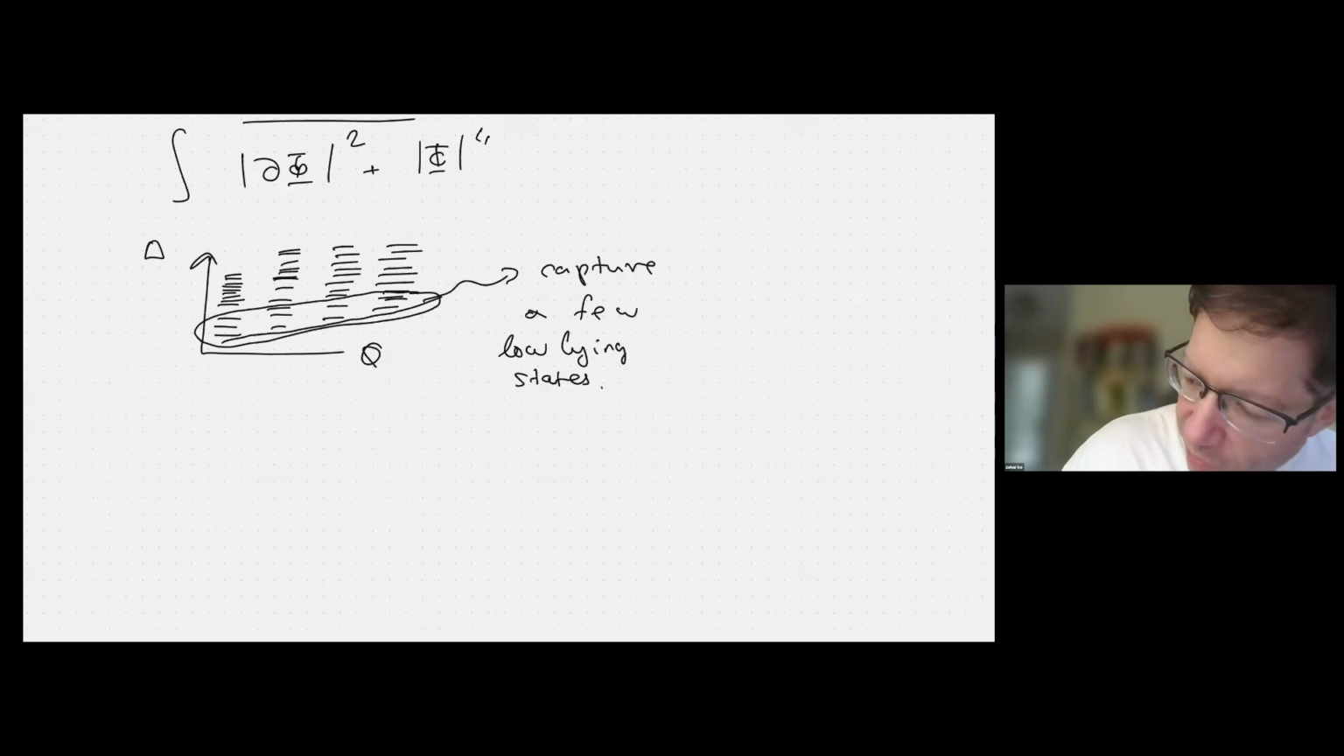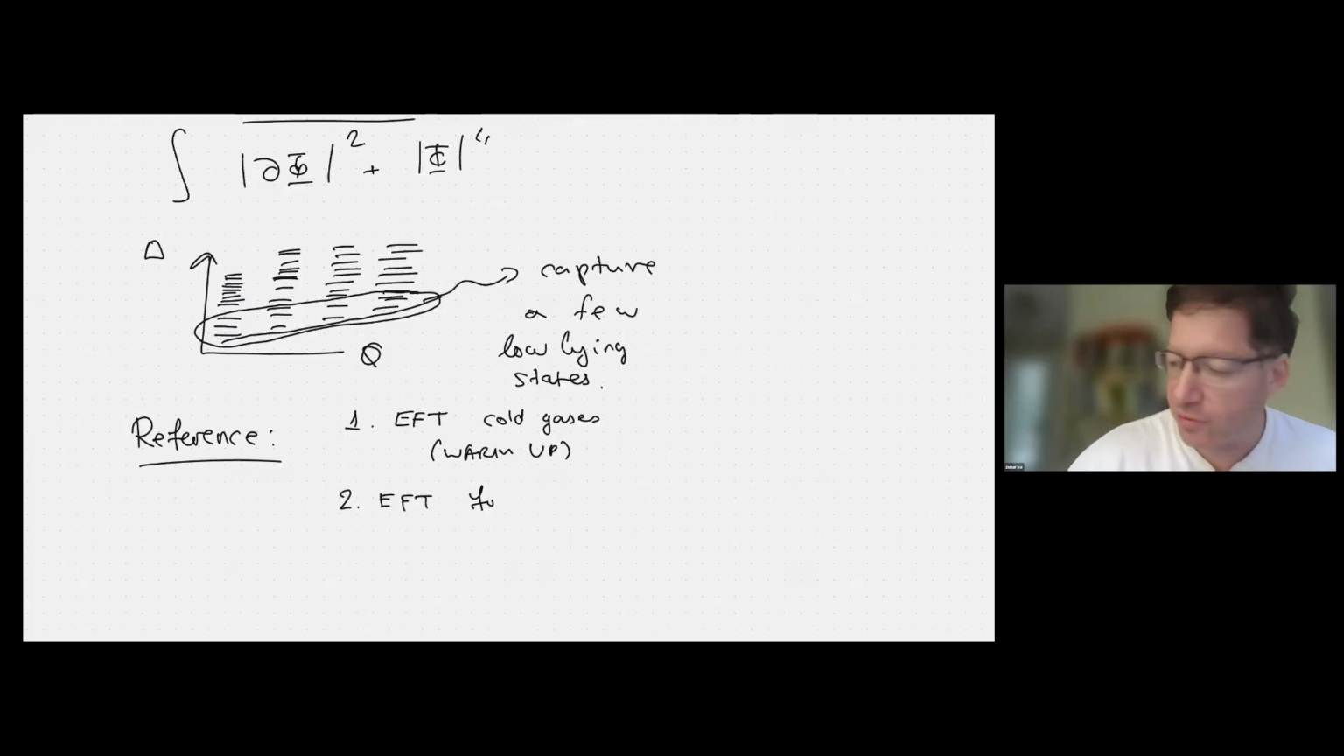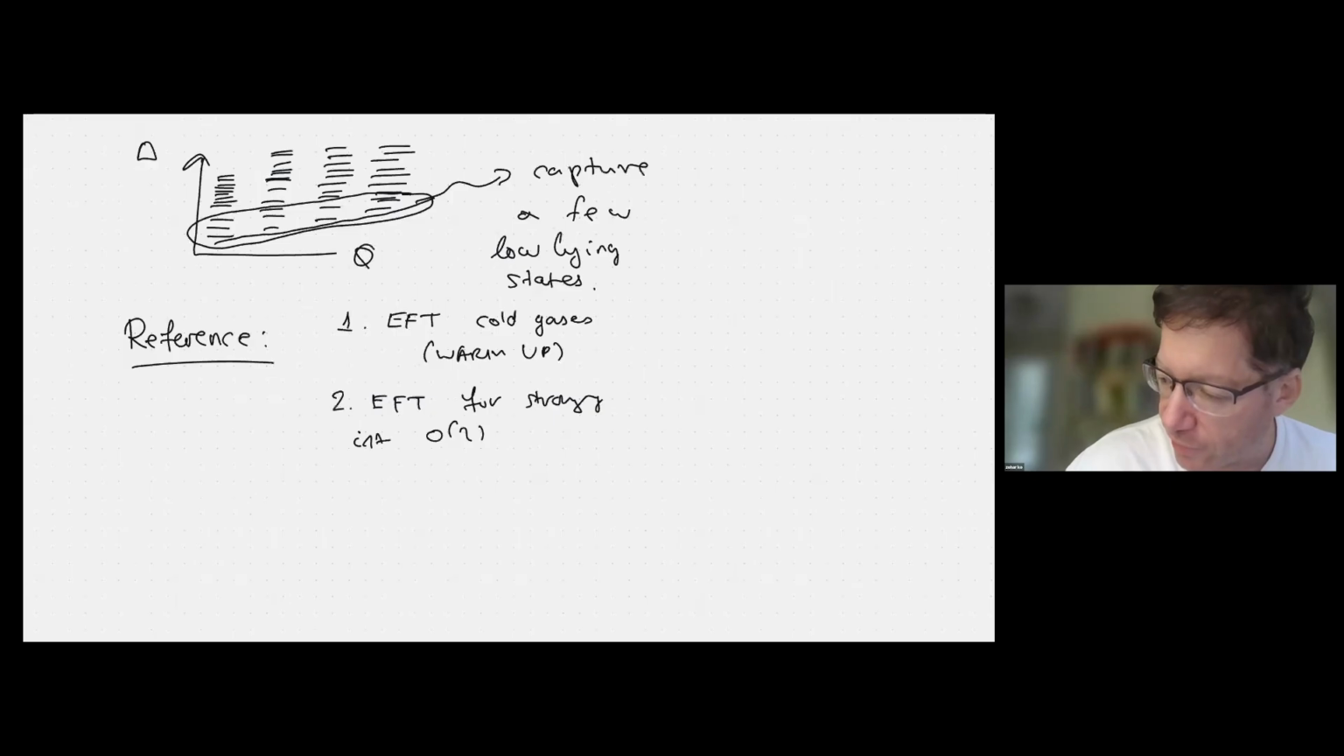So the first part of the lecture today, I'm gonna explain a little bit more how to write an effective field theory for cold gases. That is just a warm up, yes? That will be a nice warm up for the effective field theory in generic strongly interacting systems. The second part will be how to write an effective field theory for strongly interacting systems, such as the O2 model. But as I said, O2 is just an example. It's valid much more generally. It's a very general effective field theory.